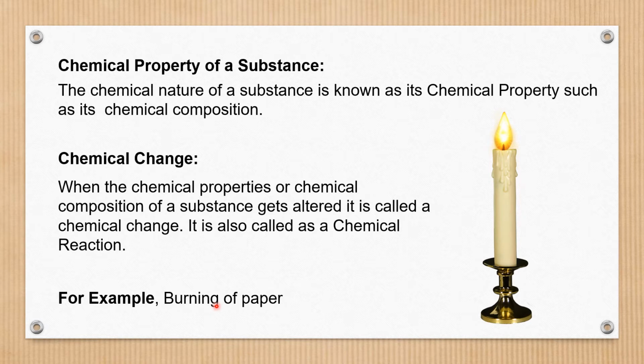Another example, burning of candle. In burning of candle, both physical change as well as chemical change take place. What is the physical change? Melting of wax, because the candle is made of wax. Melting of wax is a physical change, because after melting, when it solidifies, we get back the wax. But the center part of the candle, the wick, when we burn it, changes to ash. That is a chemical change. So in burning of candle, both physical and chemical change take place.